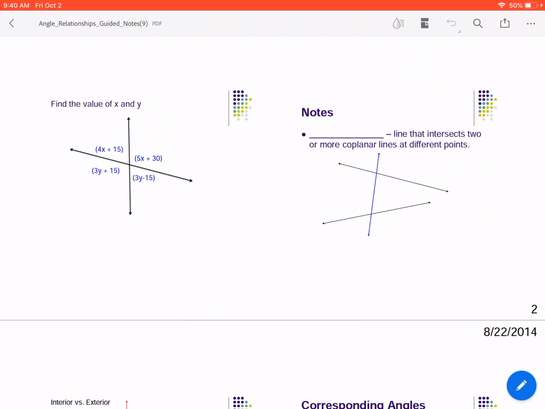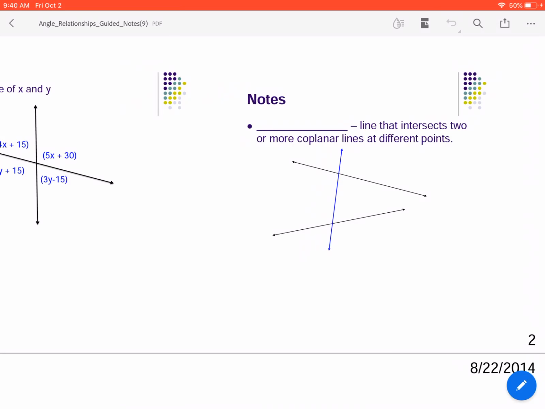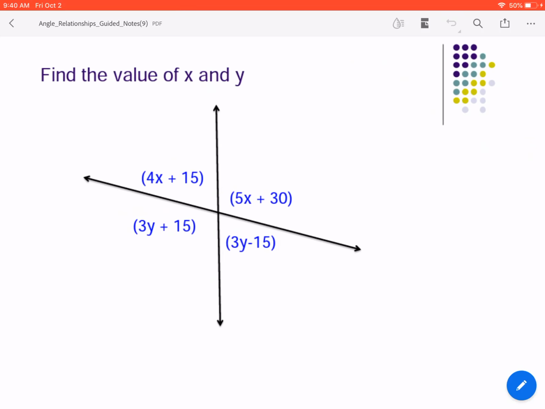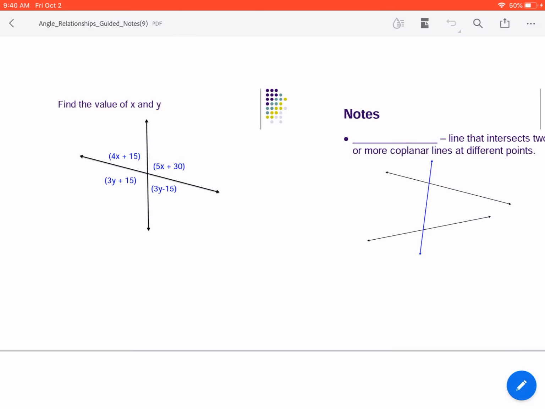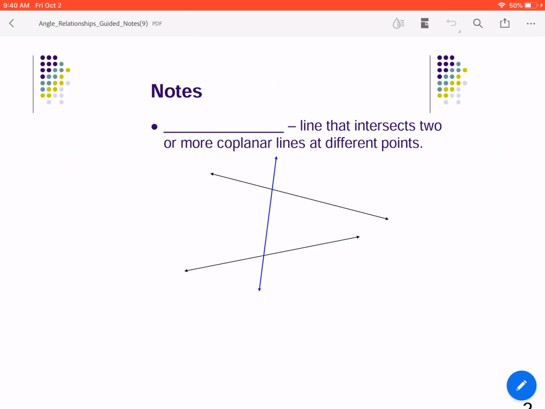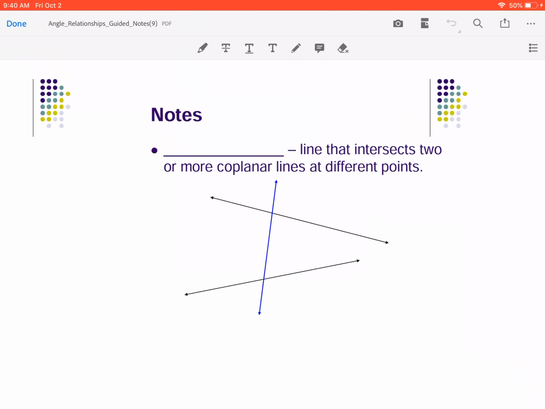So it's the same set of notes, the same document, but now we're just going to finish up the last couple of pages here. So we left off with this problem on Friday, so now I'm going to pick up where it's basically going to be a line intersecting two other lines, all right? So this first definition is basically a line that intersects two or more coplanar lines at different points. That's called a transversal.